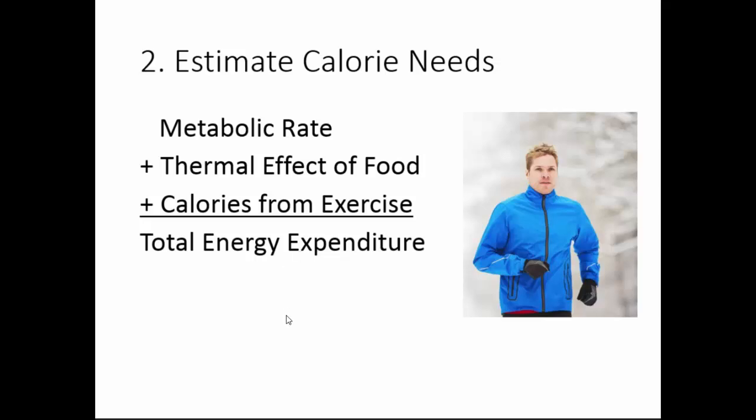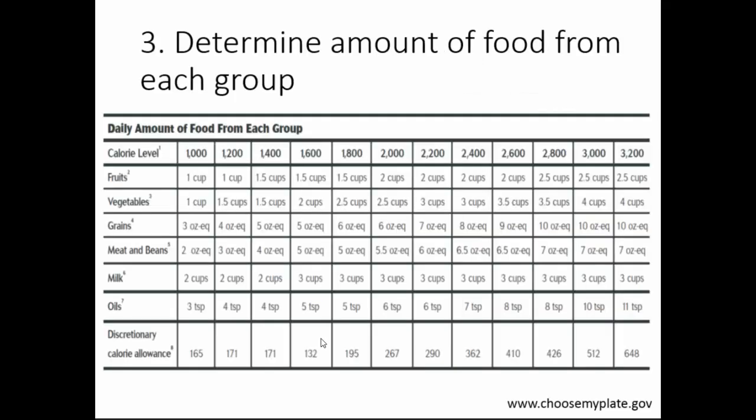And then once you estimate the calorie needs for your athletes, the next step is to determine the amount of food from each group. This is from Choose My Plate, and you can go online and find this. You'll have no problem doing that. What this does is it gives you a calorie level up at the top, and then gives you the foods and the groups and how much you need of each group here in the column. If I were going to eat a 2,000 calorie diet, this is what I would need.